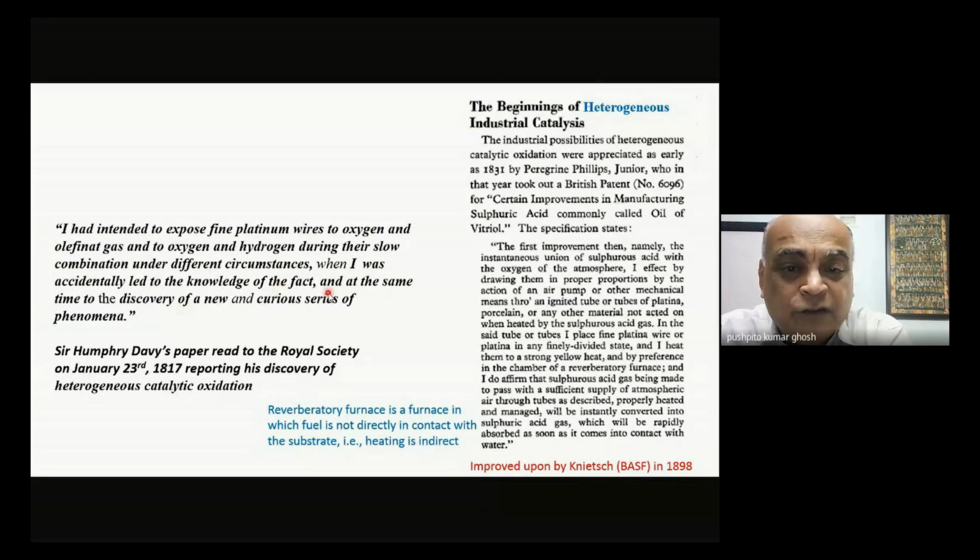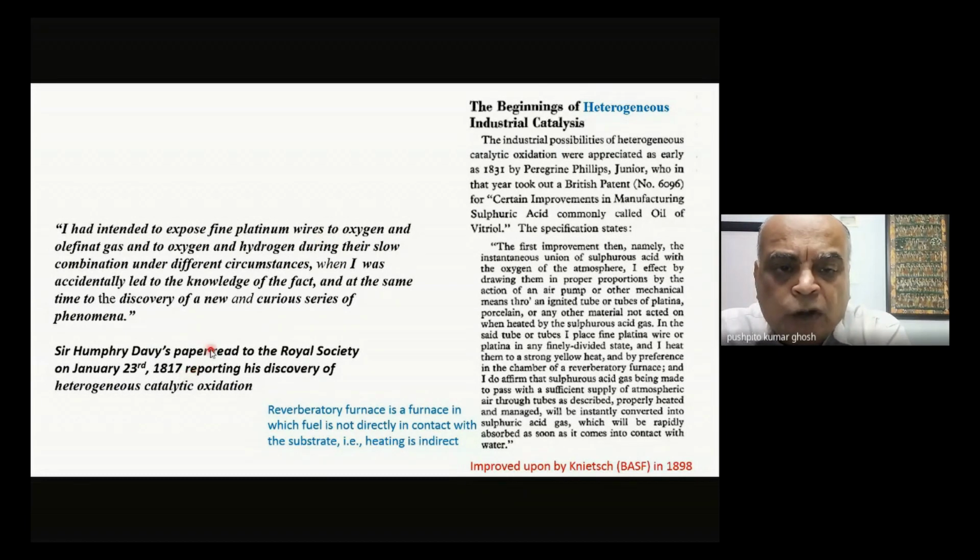to the knowledge of the fact and at the same time to the discovery of a new and curious series of phenomena." What was that curious series of phenomena? That hydrogen and oxygen got together and became water. That these things, the olefins, basically got transformed into other organic molecules in the presence of platinum. And otherwise it didn't happen.